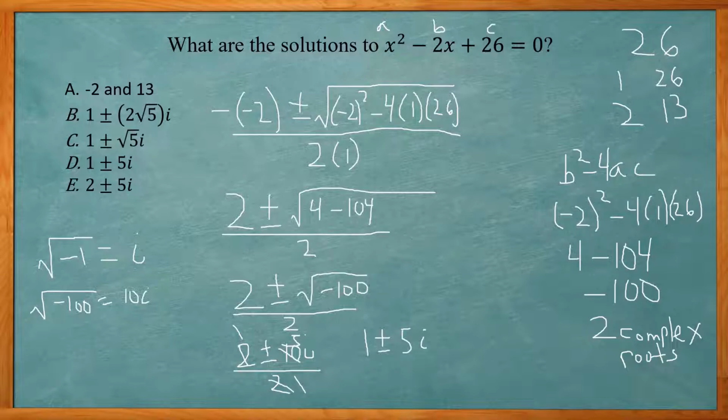Okay, so we look at our answer choices. D, 1 plus or minus 5i is our answer. So this is a case where we are forced to use the quadratic formula, and since we are taking the square root of a negative number, we're going to have complex answers. So 1 plus or minus 5i.